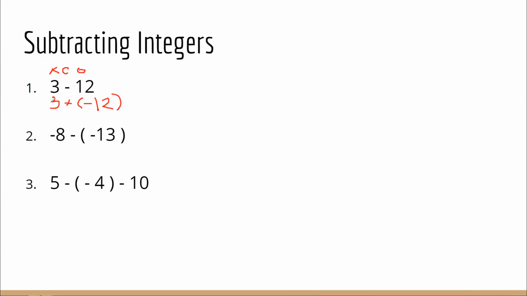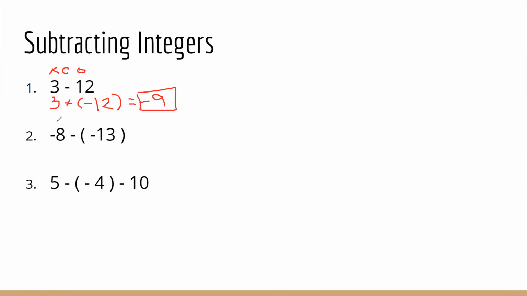From there, I see that there are two different signs. We've got one +3 and one -12. So that means that we're going to be subtracting. The difference between those two numbers is 9, and we keep the sign of the bigger number. So my final answer is -9.